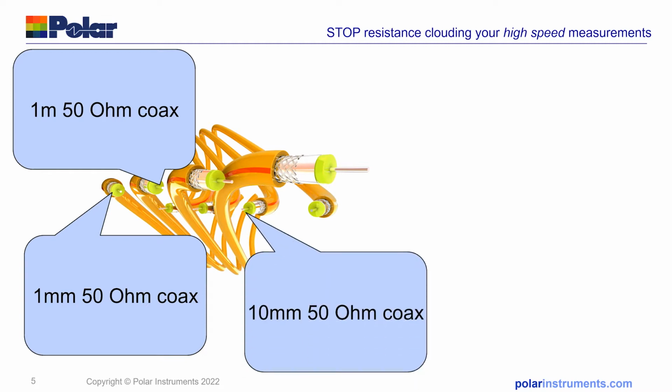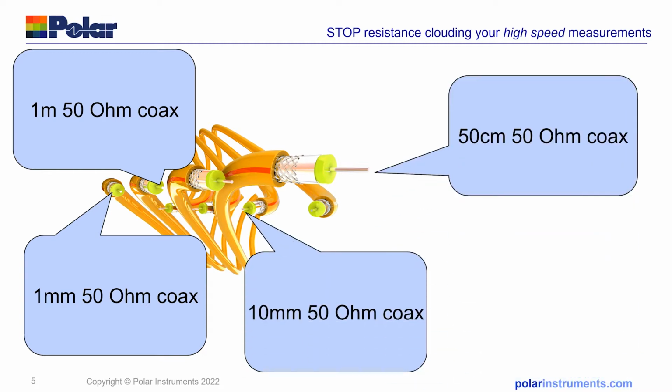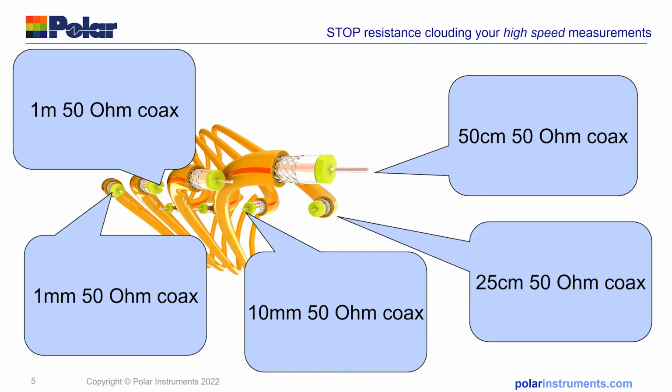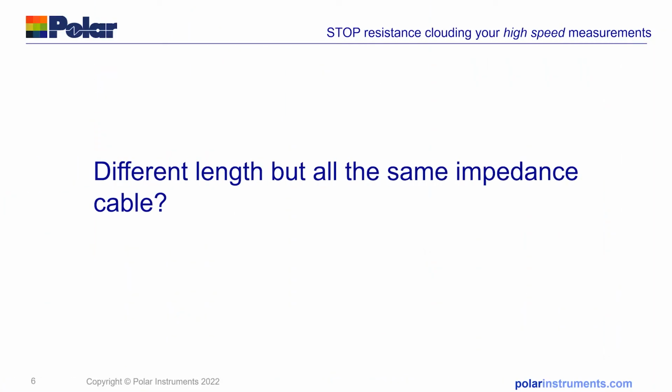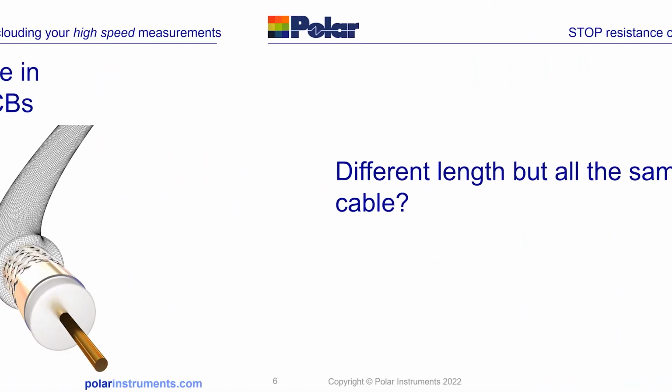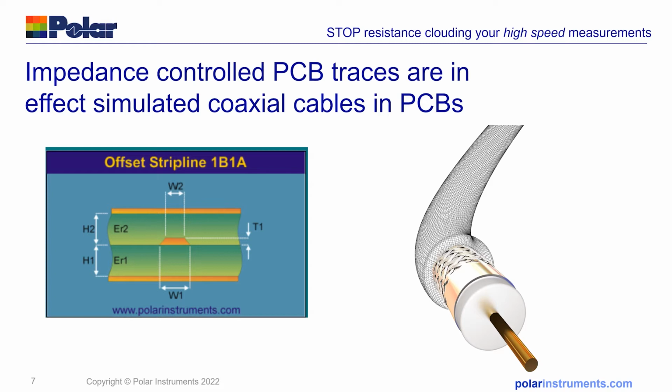10 millimetres? 50 centimetres? Or if I took this 50 ohm cable and cut it in half, would that make two 25 ohm cables? Because that's the kind of trap that some fabricators are falling into. And during the process of this, I'll reveal what's happening. So they're different lengths, but the same cable impedance is true for all of them. So we're simulating a coaxial cable within a PCB by designing it in a specific way.